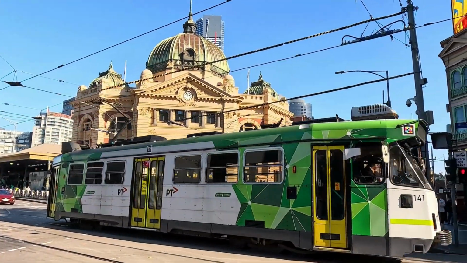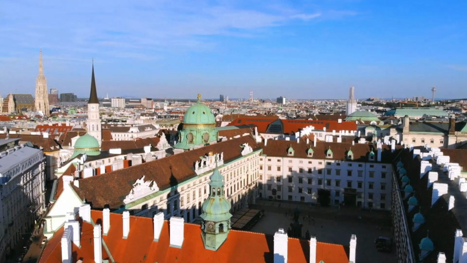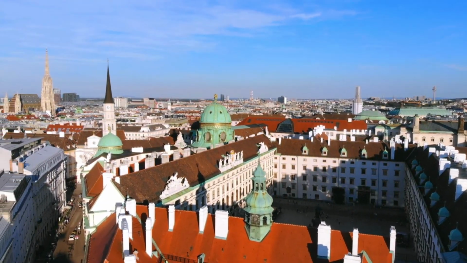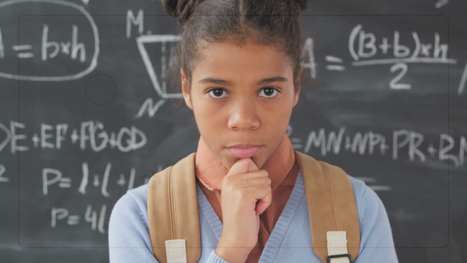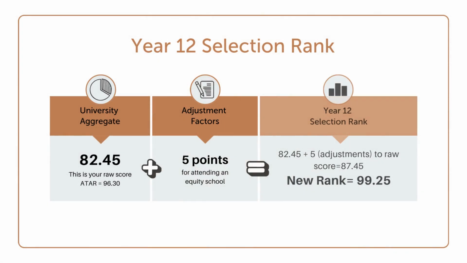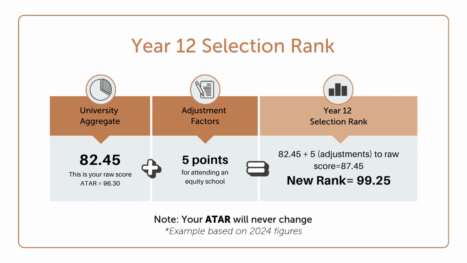Your ATAR will never change. If you were applying interstate or overseas, for example, your ATAR would be the figure that they would use. But for a SATAC undergraduate application, your selection would be based on this new Year 12 selection rank. It functions very much like the ATAR as far as SATAC is concerned, but it is not an ATAR, and again, your ATAR will never change.